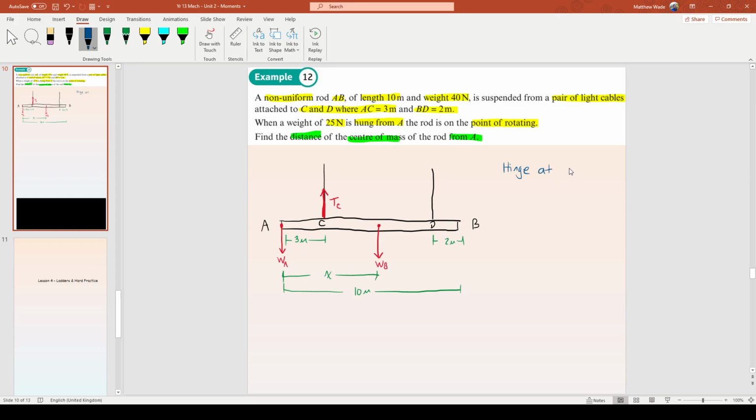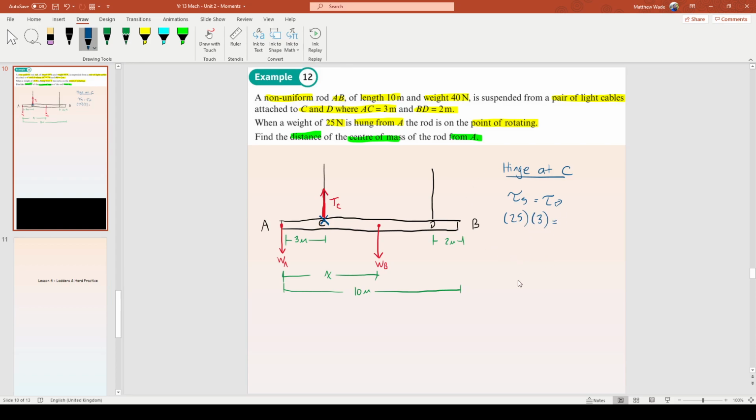Hinge at C, clearly, because we don't know what TC is, do we? We don't know what the tension of that string is. So we put the hinge there, then the distance to the string is 0, which cancels out that force, which means we can do our anti-clockwise equaling our clockwise, my buddies. So which one's going anti-clockwise first? Well, it's the weight at A. The weight at A was 25 newtons, and it's at a distance to C of 3.